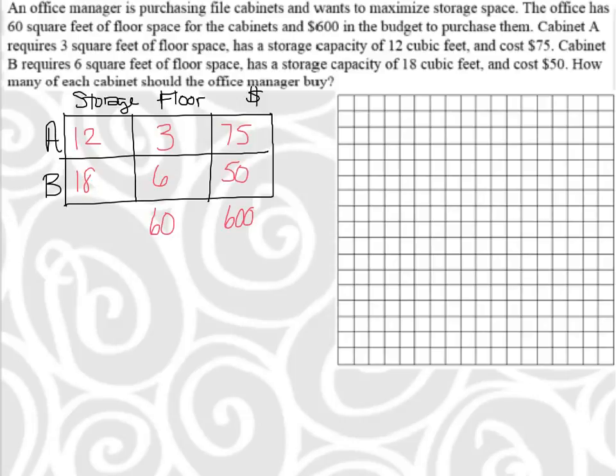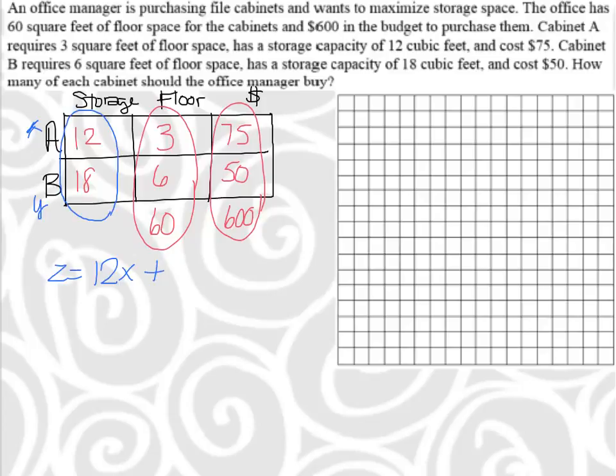Okay, so here's what we've got going on. This is going to be one of my constraints. This is going to be one of my constraints. But this one right here is actually what I'm trying to optimize. I'm trying to optimize my storage space. So that will be my optimization or my objective function. I'll call file cabinet A x, and I'll call file cabinet B y. So then it's going to be 12x plus 18y, and that's what I'll use for my objective function.